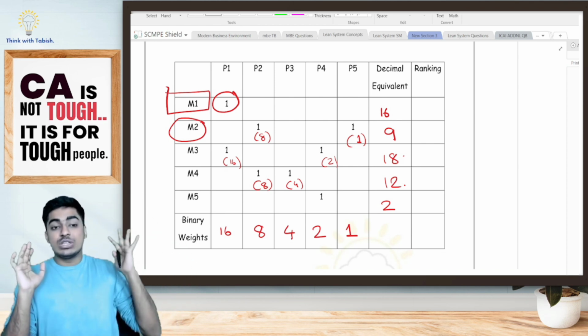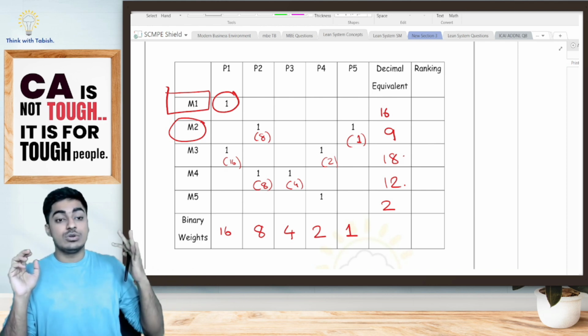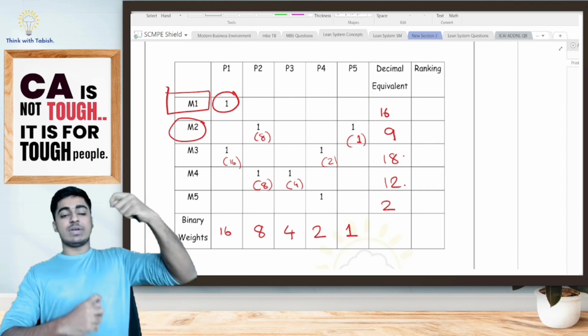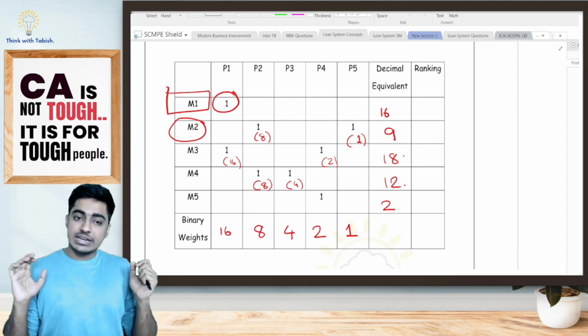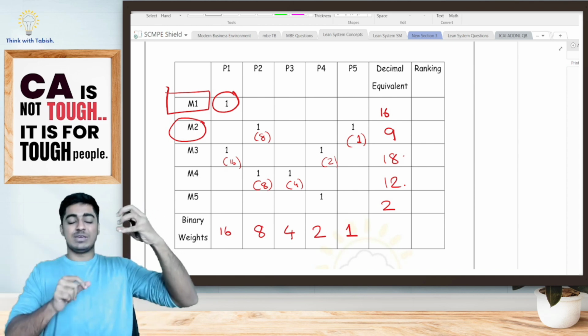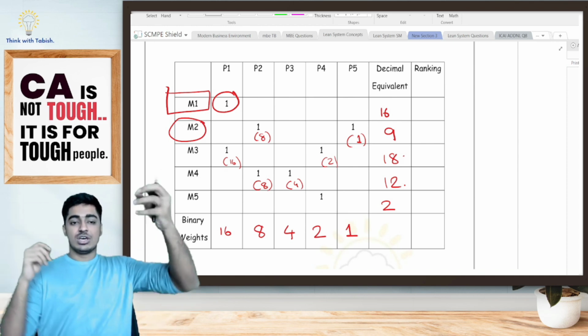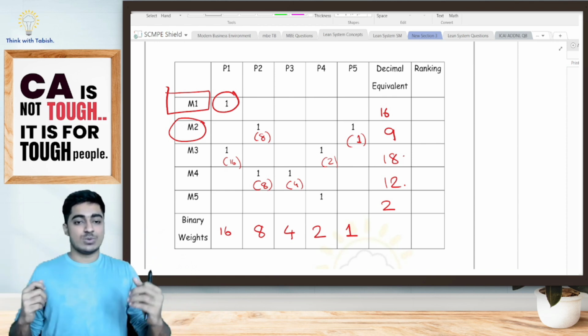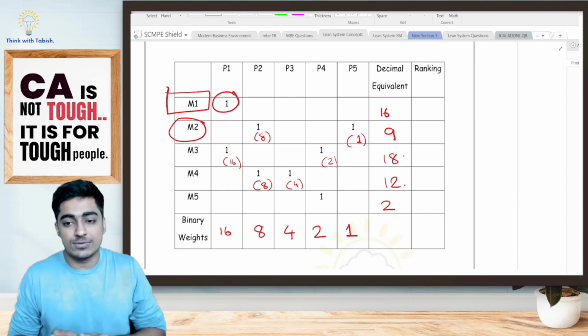Now I need to do with the rows. Yes, for my row, what I need to do? I need to calculate the decimal equivalent. Based on the weight, what is the total decimal equivalent I need to calculate. So based on that, I've also done. So for machine 1, I just want P1, whose weight is 16. So it is 16. For machine 2, I want P2, whose weight is 8, P5, whose weight is 1. Okay, accordingly, so on and so forth, I've done.